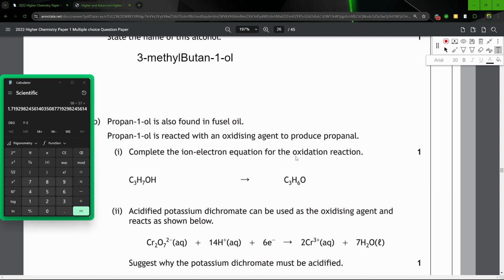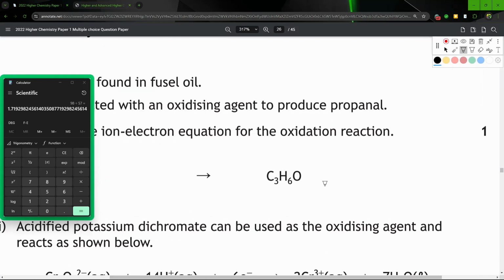So first things first, I'm going to make sure that the main element is balanced. So C3, yep. Is oxygen balanced? Oxygen is balanced, but hydrogens are not balanced, unfortunately. So I'm going to have to add hydrogens to this side, because we've got 8 on this side and we only have 6 on this side.